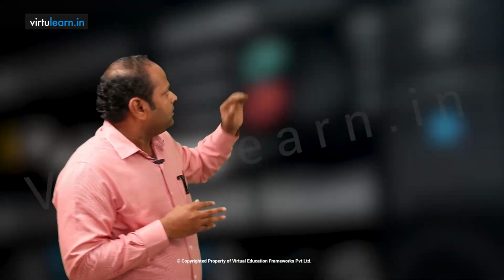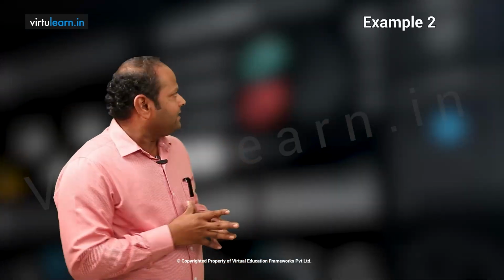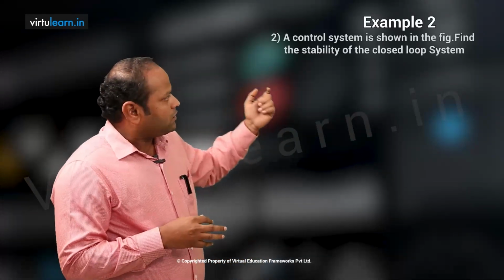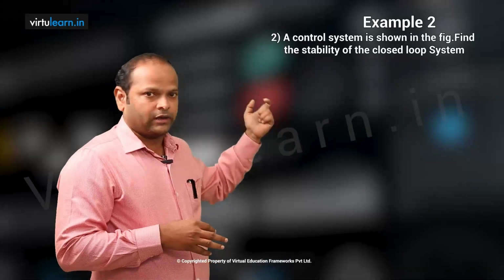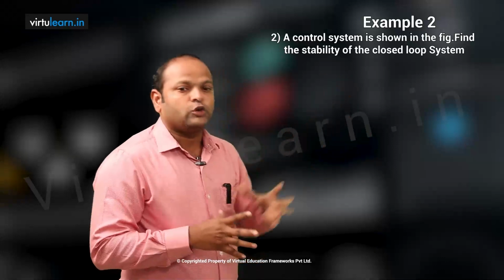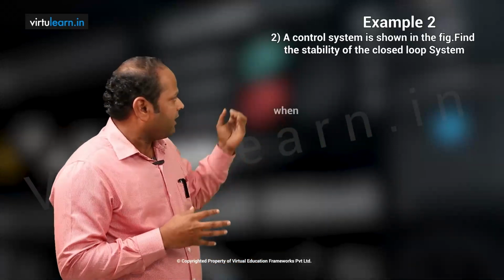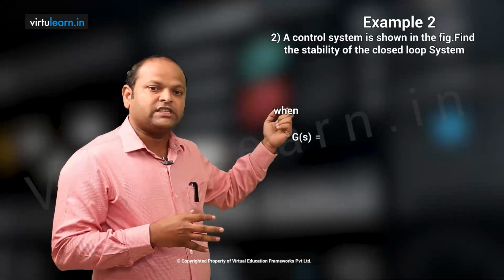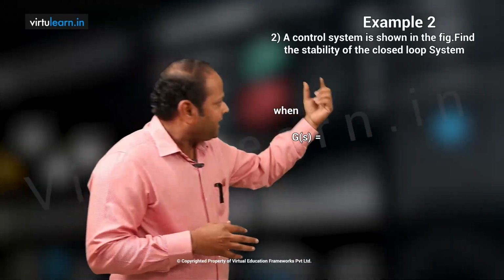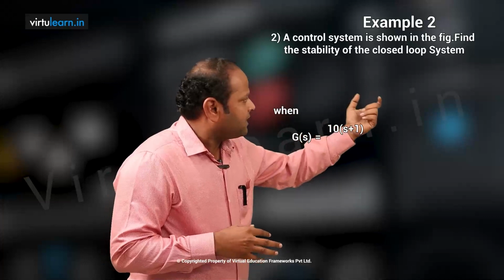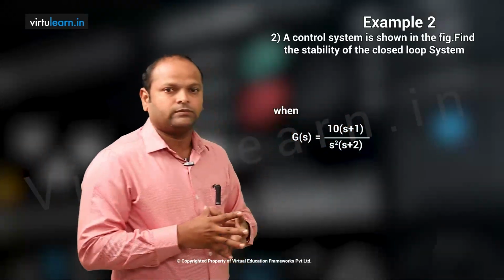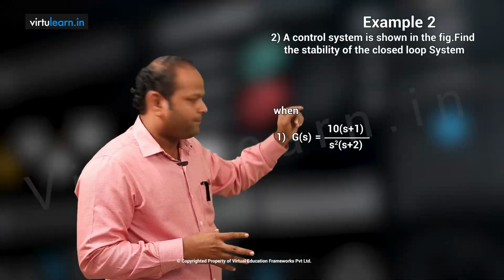See this example. In this example, the problem is like this. A control system is shown in the figure. Find stability of the closed loop system when G(s) is equal to, first case, 10(s + 1) divided by s square into (s + 2). This is the first part of the problem.